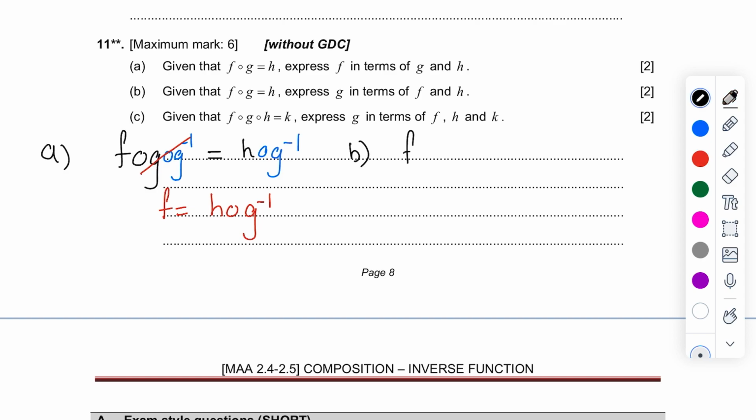B. f circle g equals h. I want g in terms of h. So therefore apply f inverse on both sides. f inverse. So what does it become? f and f inverse get cancelled. So g equals f inverse circle h.